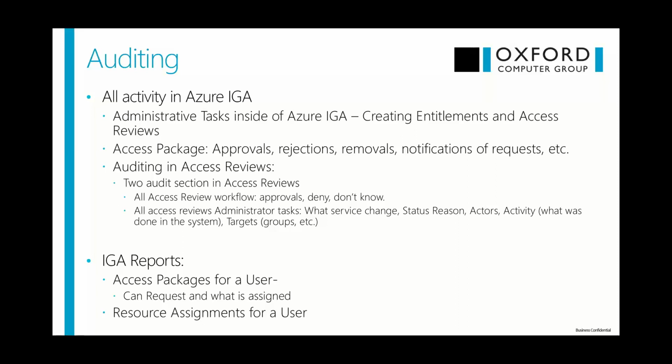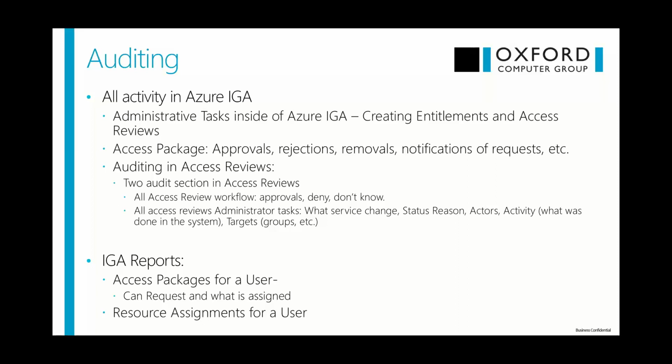In access packages, if someone has to approve access or makes a request and there needs to be approval, we see all the approvals, rejections, the removals, we see notifications of those requests. And then inside of the access reviews, there's two different auditing sections. One is the actual access workflow, what is approved, what is denied, who's doing that approval and denial.